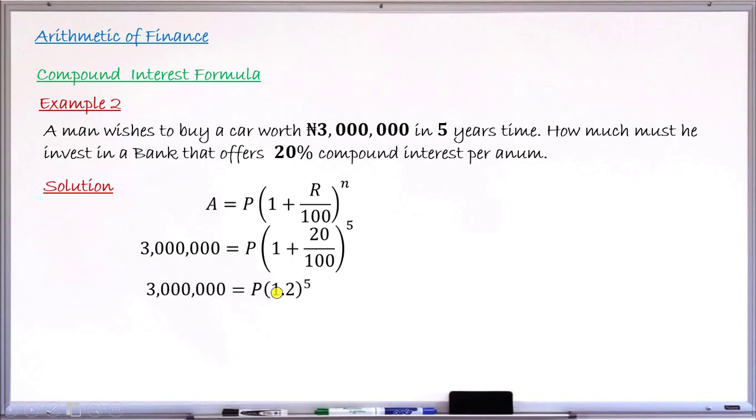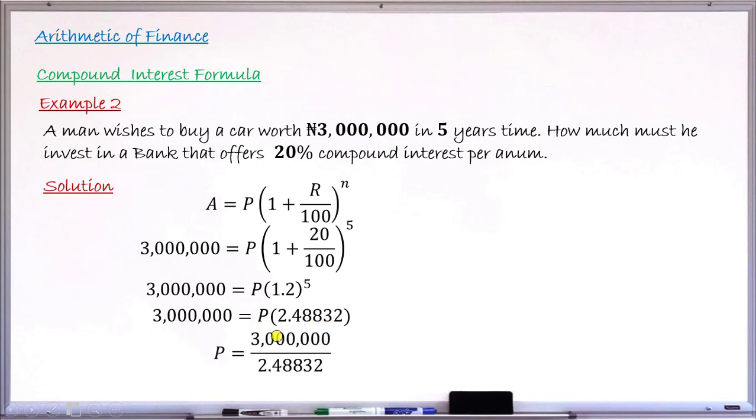So let me do that. I have my 3 million equals P times the bracket, and this bracket is 1.2 raised to the power of 5. So I'll now get what 1.2 raised to the power of 5 is. If done correctly, you now have 2.48832. So to get the P, we simply divide both sides by this 2.48832.